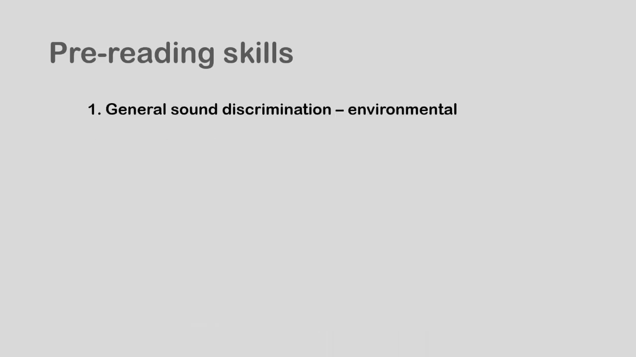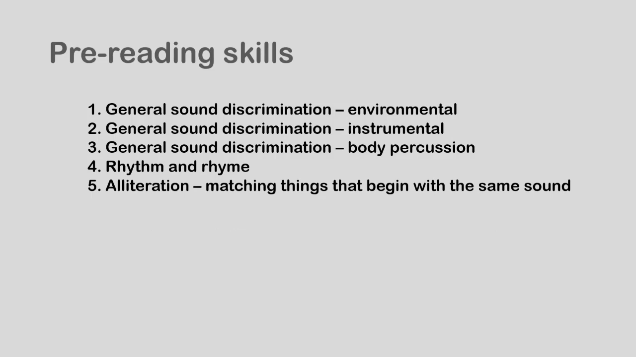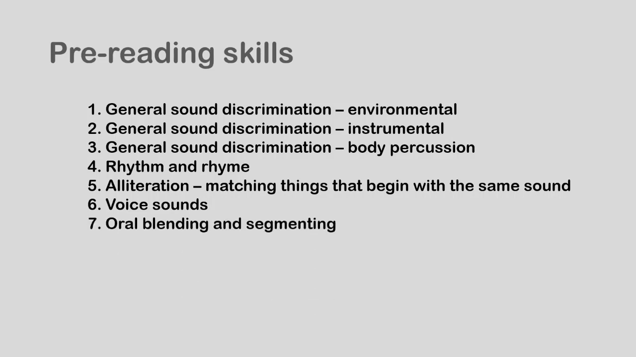So they go through 7 aspects: environmental sound discrimination, instrumental sound discrimination, body percussion sound discrimination, hearing rhythm and rhyme within spoken language, hearing things that begin with the same phoneme, otherwise known as alliteration. The children don't need to know that word. Voice sounds, being able to hear the difference between a k and a t, between an s and an m, and then on to oral blending and oral segmenting, with oral blending being the skill required before learning to read.